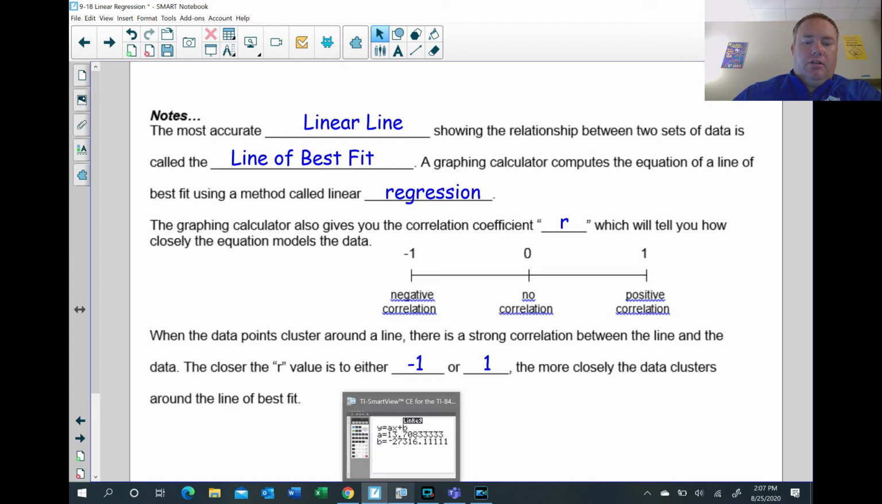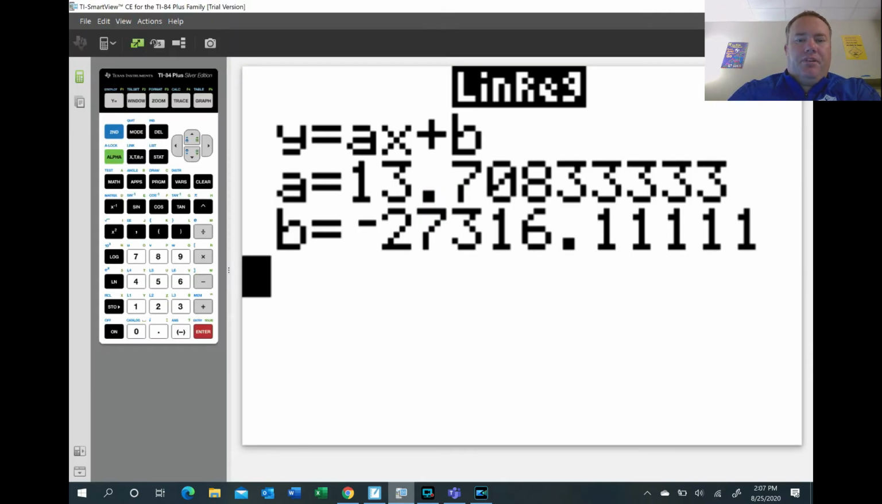All right, let's go back to our calculator. So if we go back to the calculator, there's something we want to turn on. We want to turn on that correlation coefficient, that R value. So here's what I want you guys to do. I want you to press the second button. Once you press the second button, I want you to press catalog.